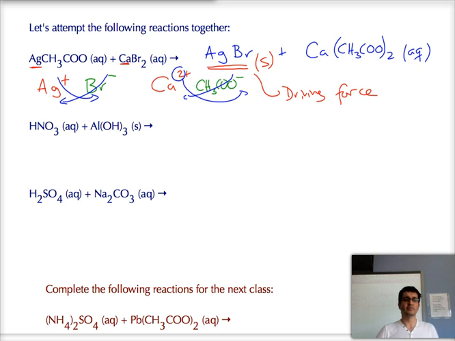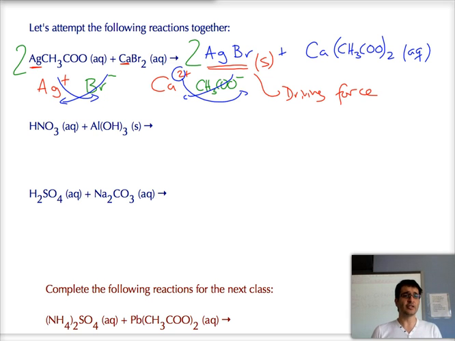Sorry, before I forget, is it balanced, the reaction that we just did? Well, we have 1 silver and 1 silver. We have 1 acetate and 2 acetates, so I'm going to need a 2 over here. Now I have 2 silvers on this side, so I'm going to need 2 silvers over here. All right, that seems to be balanced now. But now I have 2 bromides, 1 calcium, 1 calcium. Now we're all settled and balanced.